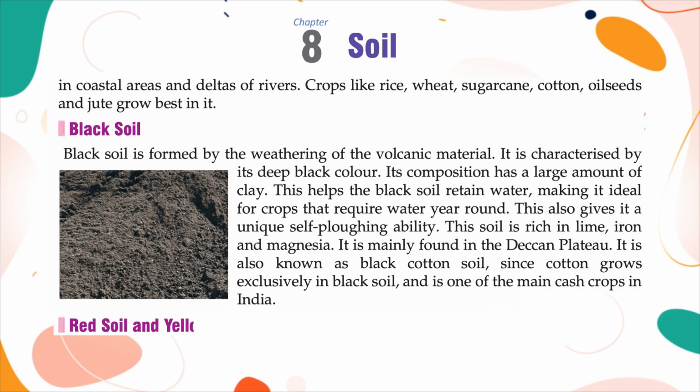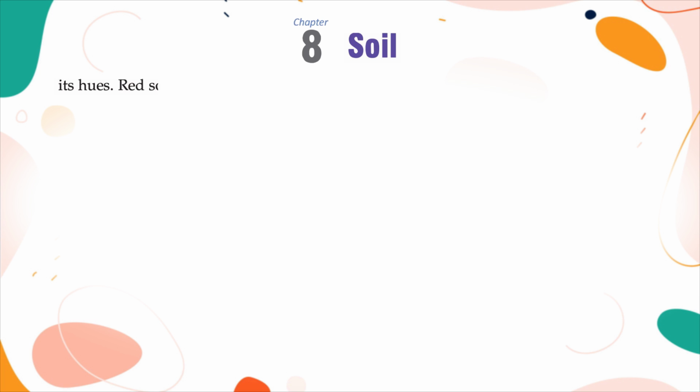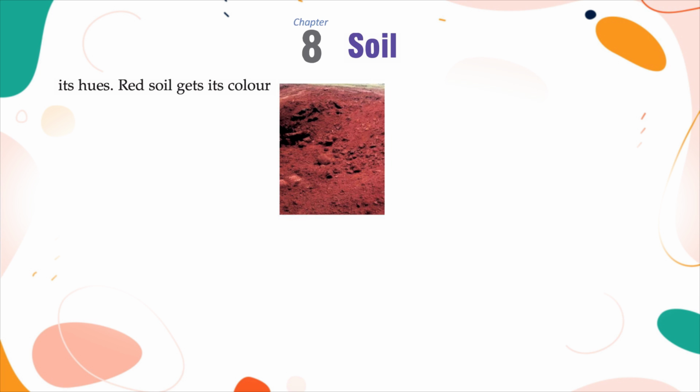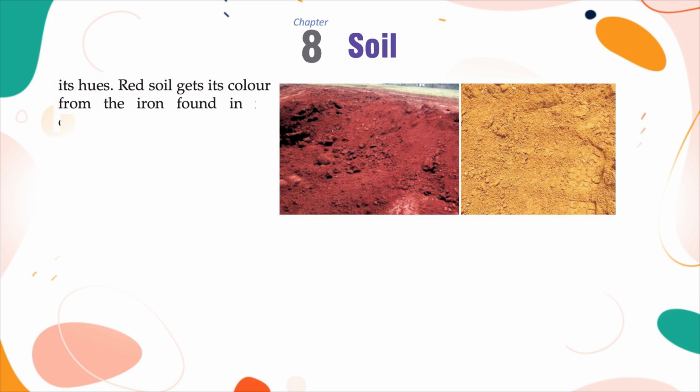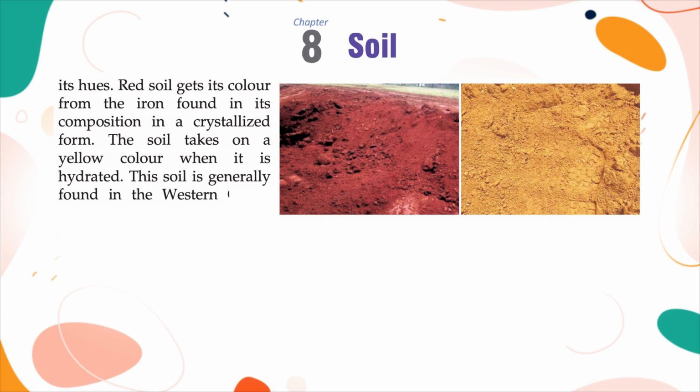Red soil and yellow soil. Red soil is formed by the breaking of crystalline rocks. This distinct soil is named after its hues. Red soil gets its color from the iron found in its composition in a crystalline form. The soil takes on a yellow color when it is hydrated. This soil is generally found in the Western Ghats, Odisha, and Chhattisgarh.